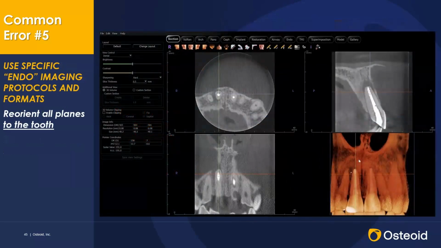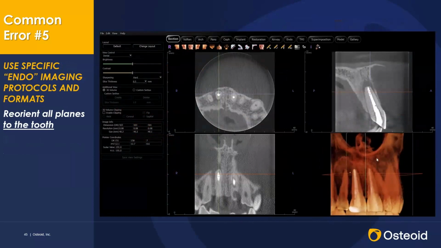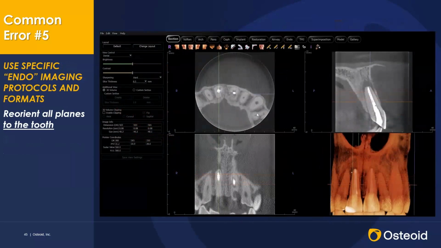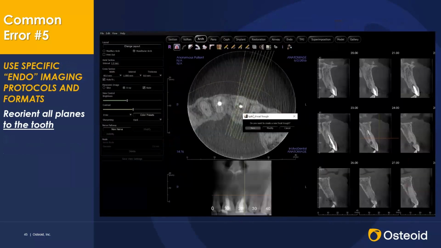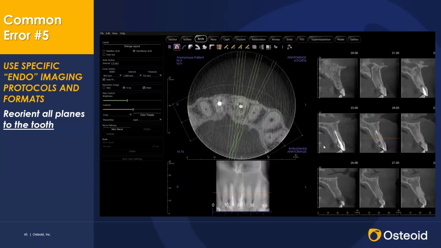The fifth common error is that quite often practitioners will view images natively. In other words, here's an example of a patient who was scanned for a periapical radiolucency on tooth number 8. And the first thing that practitioners will do is create a panoramic.